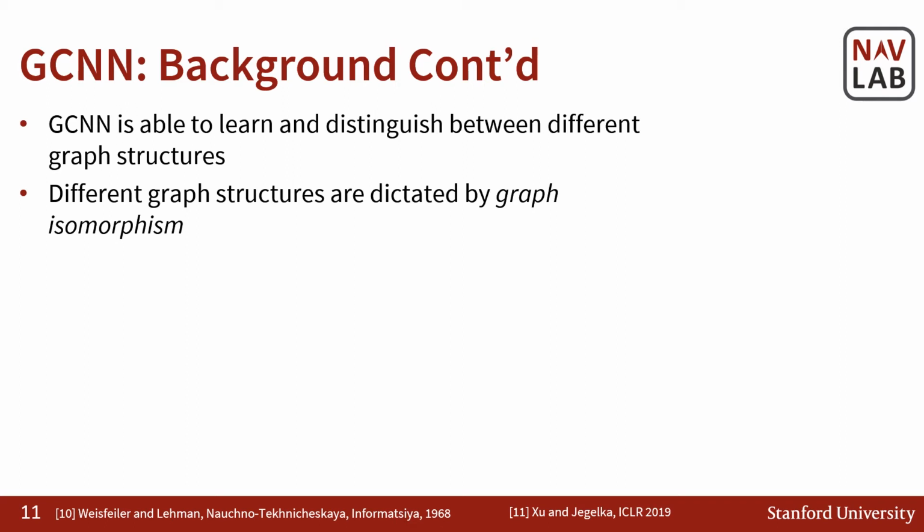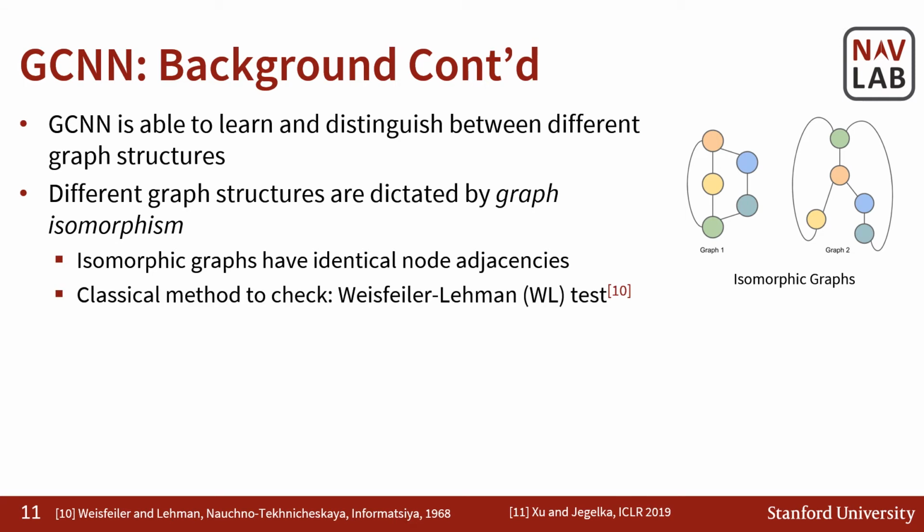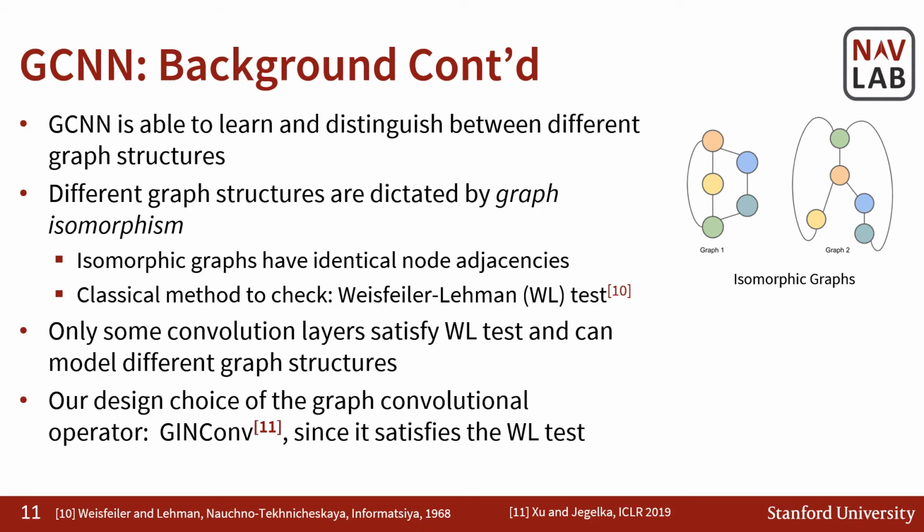Different graph structures are dictated by what is known as graph isomorphism. Two graphs are known to be isomorphic if there exists a mapping that preserves the nodes and the node adjacency in both the graphs. An example isomorphic graph pair is shown on the right. A classical method to check graph isomorphism is the WL test. Only some convolution layers can satisfy the WL test and can therefore model different graph structures. Our design choice of the graph convolutional operator in this work is the GIN-conv, since it is able to satisfy the WL test and therefore can be powerful at distinguishing between different graph structures.